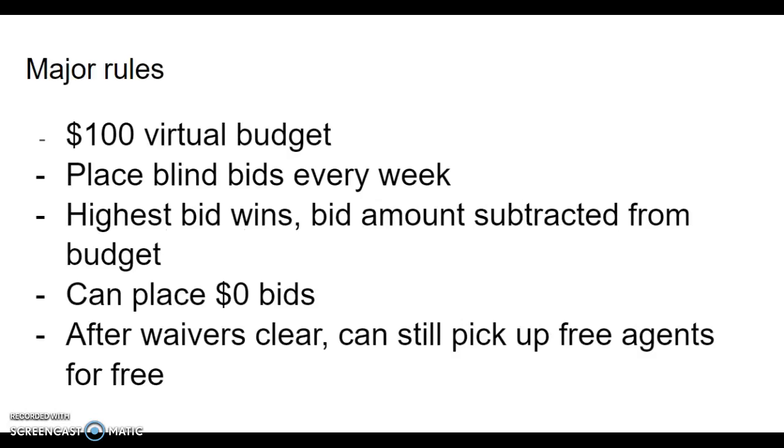The major rule is that each team is going to start with a $100 virtual budget that is going to be tracked in the app or online. It's not real money or anything like that. And for players that we want to pick up, we'll place blind bids every week. So I won't know what Terry's bidding, and Dean won't know what Bub is bidding or anything like that. So it's just blind bids on players. And whoever bids the highest wins, and the amount that they bid is subtracted from their budget.